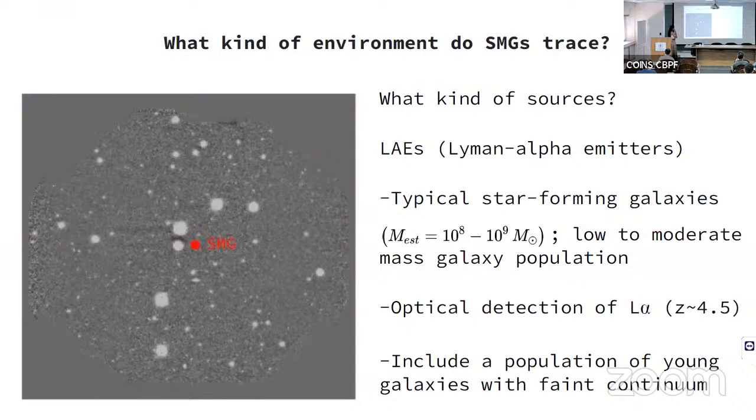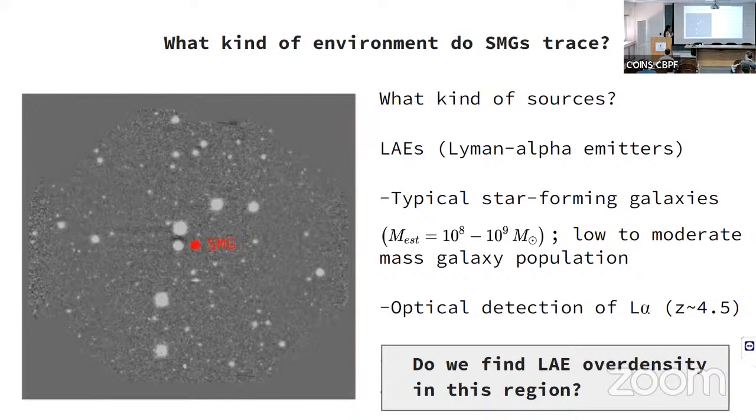But what kind of source should we look for in this overdensity? We have many sources, like Lyman break galaxies, radio galaxies. What kind of sources do we like to use? We choose Lyman alpha emitter galaxies that are emitting the Lyman alpha line. These are typical star-forming galaxies, with masses of 10^8 to 10^9 solar masses. They're representative of a low to moderate mass galaxy population, so they are quite common in the universe. We can detect these objects in the optical range, because when the Lyman alpha line is emitted at redshift 4.5, we can detect it here in the optical. And Lyman alpha emitters also include a population of young galaxies with faint continuum. This is very interesting. I'll show you about this in the next slides.